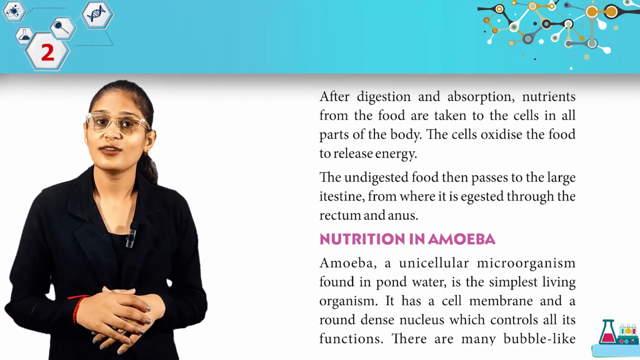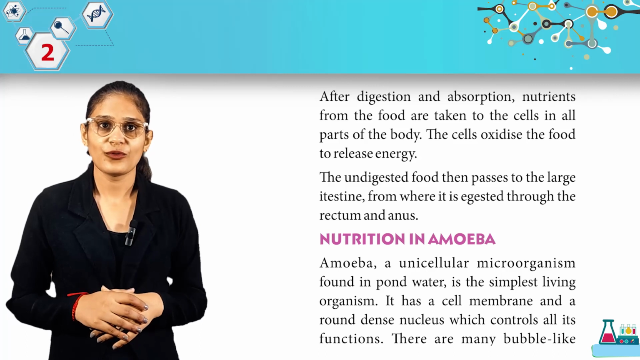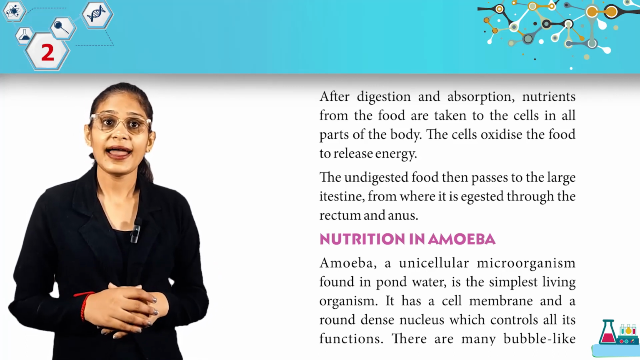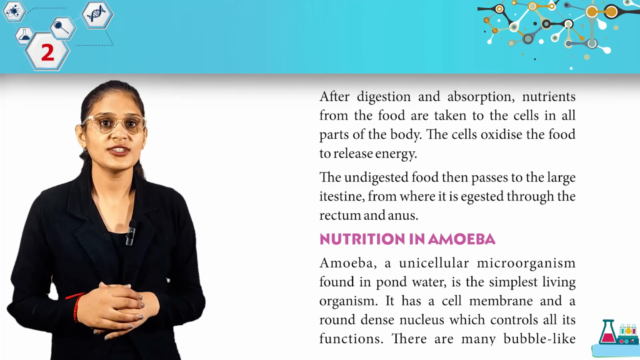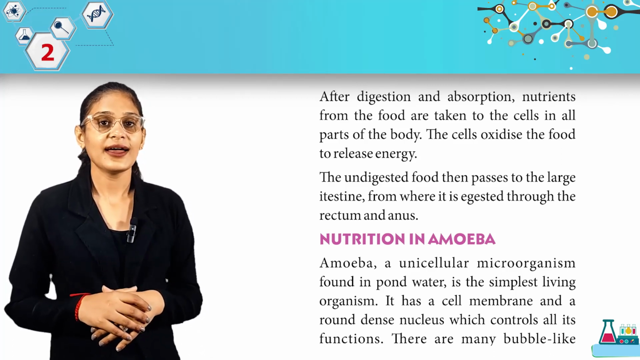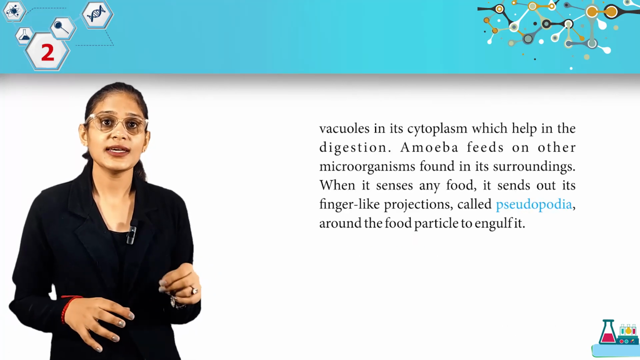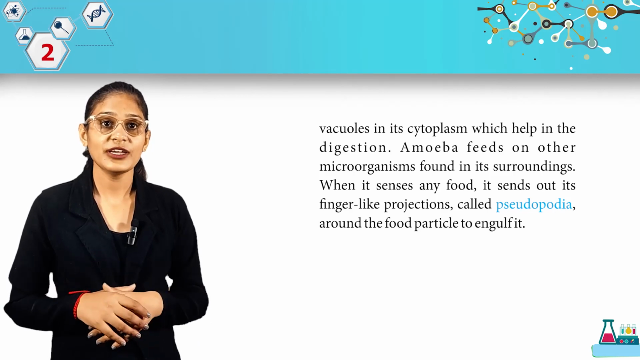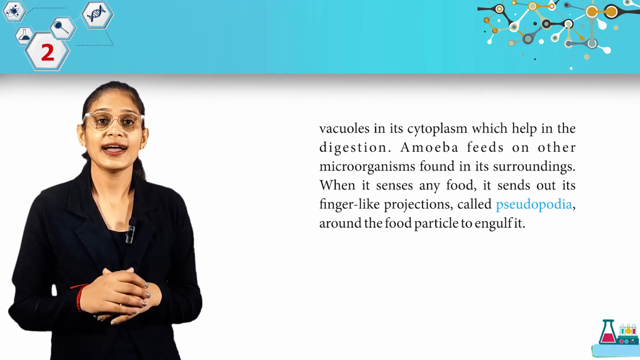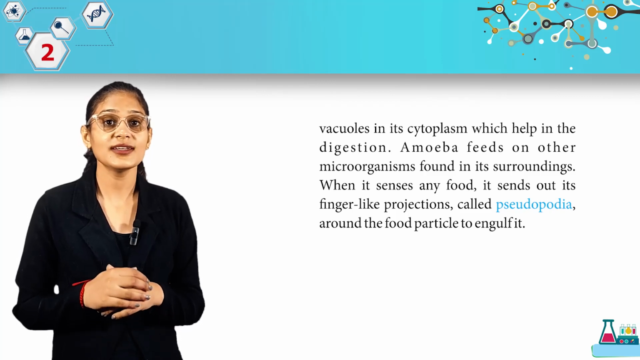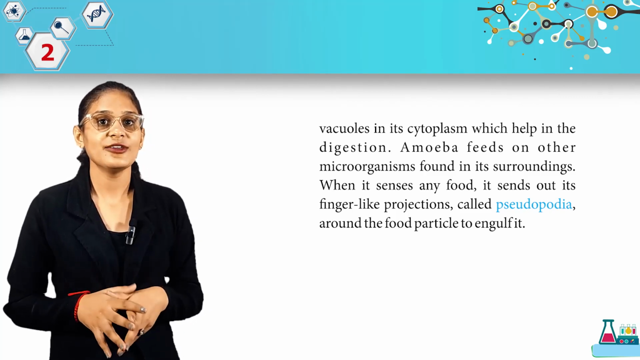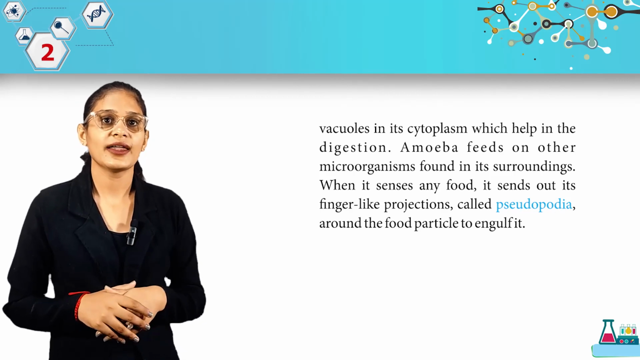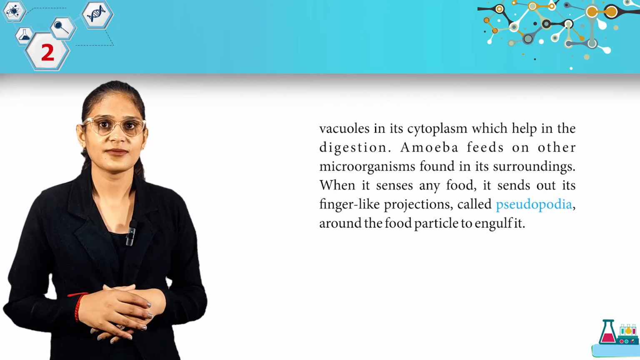Amoeba, a unicellular microorganism found in pond water, is the simplest living organism. It has a cell membrane and a round dense nucleus which control all its functions. There are many bubble-like vacuoles in its cytoplasm which help in digestion. Amoeba feeds on other microorganisms found in its surroundings. When it senses any food, it sends out its finger-like projections called pseudopodia around the food particle to engulf it.